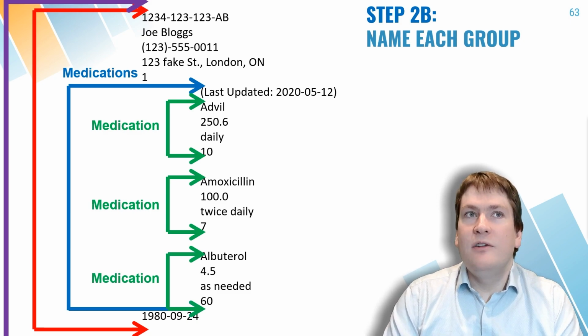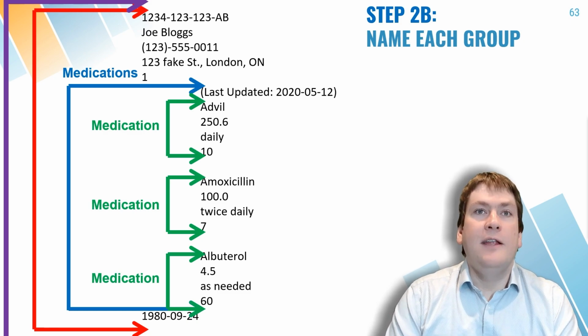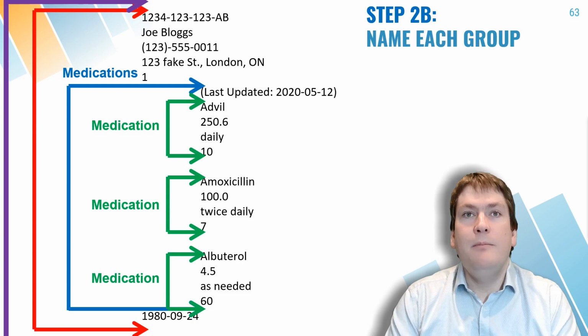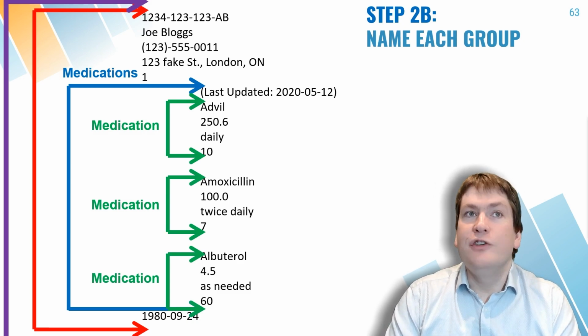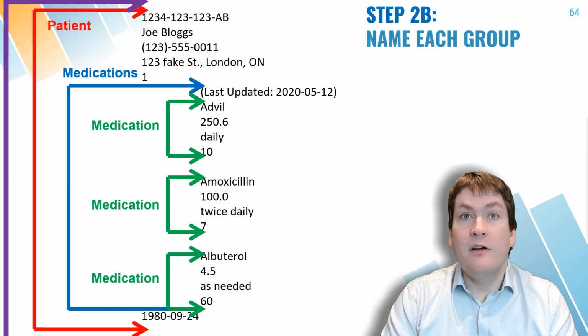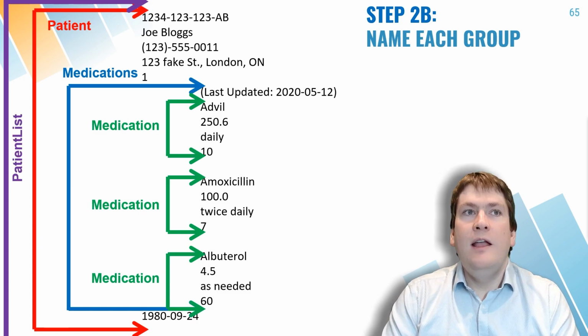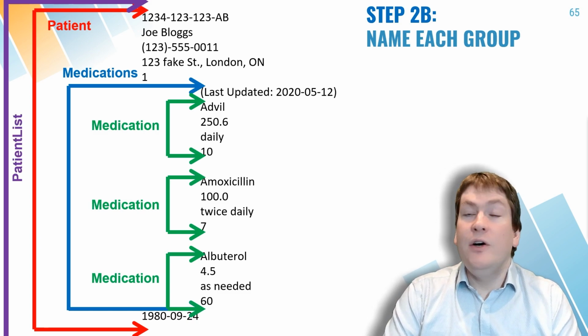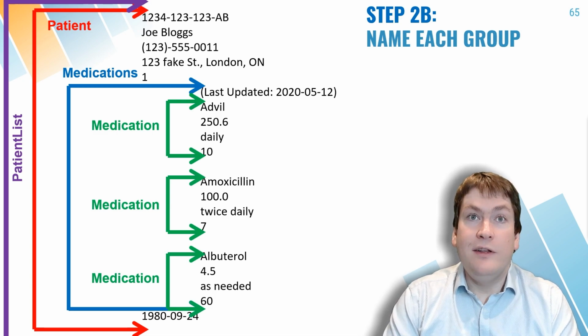So some people don't like doing that where you have an S on one and not an S on the other because it's easy to misread, it's easy to make typos. So one thing you might want to do instead of calling it medications is to call it medication list or something like that. There's no hard rules on that, it's mostly up to you. So the next one we're going to call patient, and that's going to be the grouping that contains the whole record for a patient. And then the big grouping that contains all the patients is going to be called patient list.